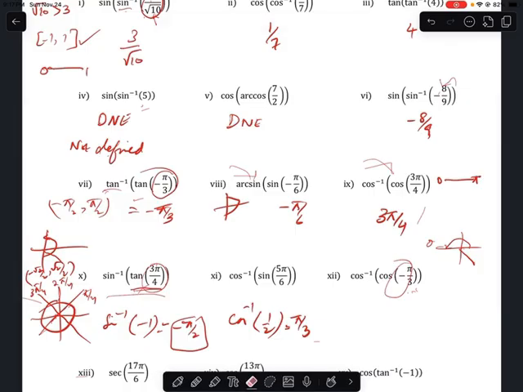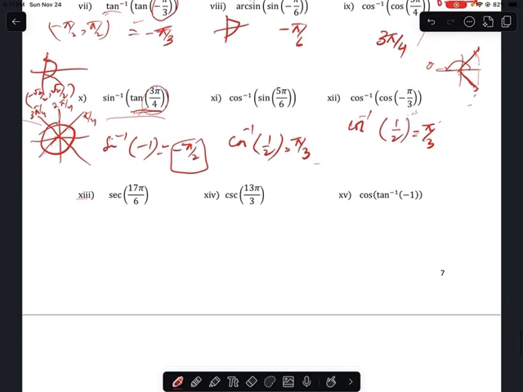Again, looking at the next one, cosine inverse of sine of 5 pi over 6. Now 5 pi over 6 is not in the domain of the restricted sine. So we have to just figure out what is sine of 5 pi over 6. Remember 5 pi over 6 is in the second quadrant, and the sine is positive there, so the value will be the same as whatever is sine of pi over 6, which is 1/2. So we end up getting cosine inverse of 1/2. But now, what is cosine inverse of 1/2? This will be equal to pi over 3.